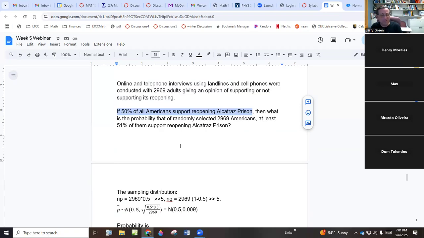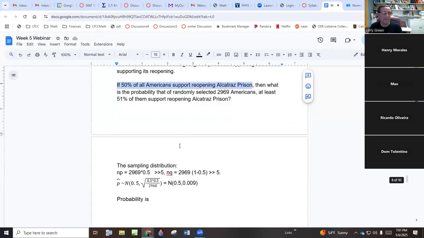Okay, so now let's go through all the pieces. First thing, let's do NP. N was 2,969. Our P is our assumption. Our assumption is 50% support it. So our P is 0.5. And you don't need a calculator, hopefully, to know that half of 2,969 is bigger than 5. I hope you don't need a calculator to see that. And NQ is 2,969 times Q, which is 1 minus 0.5.